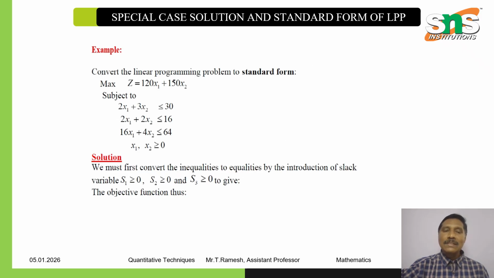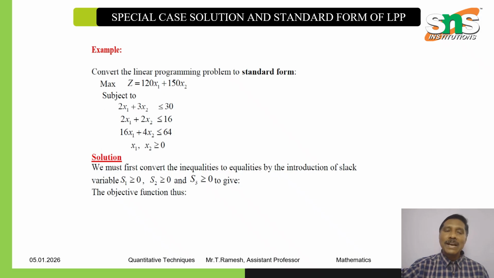For example, consider the given problem and convert it to standard form. Maximize 120x1 plus 150x2 subject to the constraints, which are less than or equal to type. So we make all of these equal. The first inequality is less than or equal, the second is less than or equal, and the third is also less than or equal. Therefore, we add slack variables s1, s2, s3 to these three inequalities to make them equal.